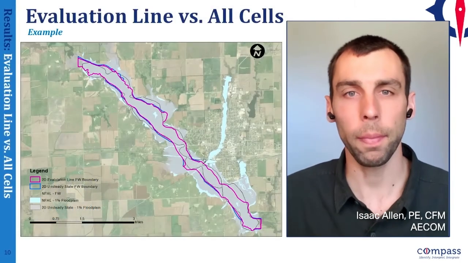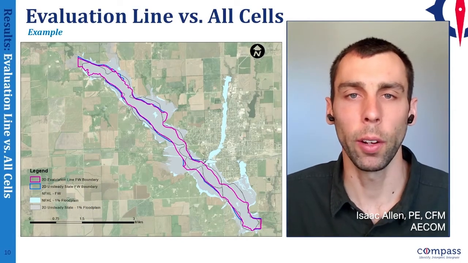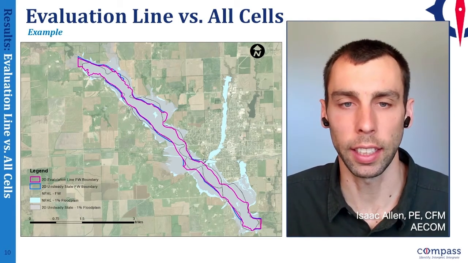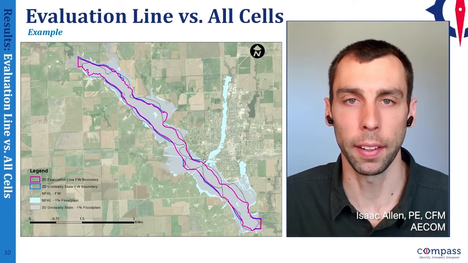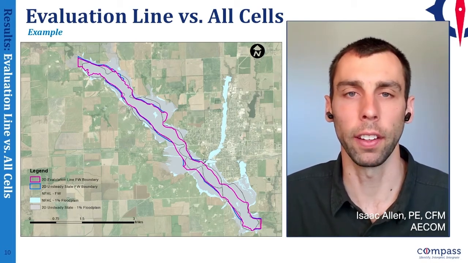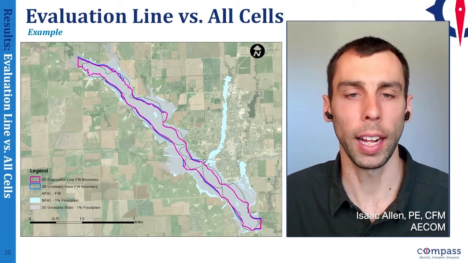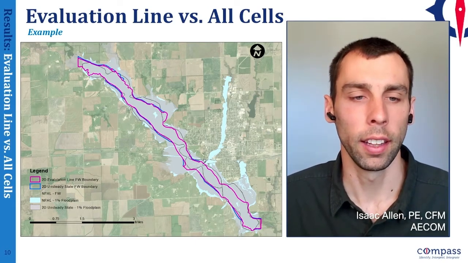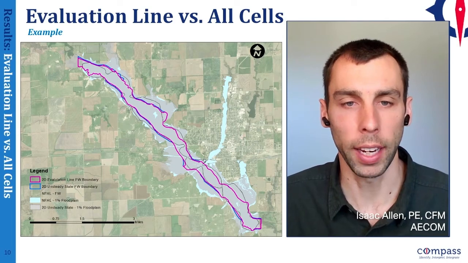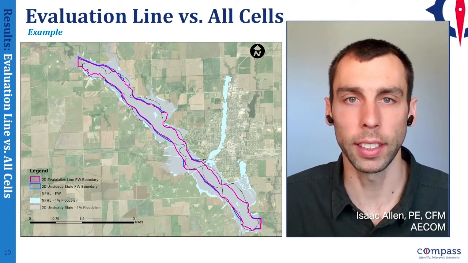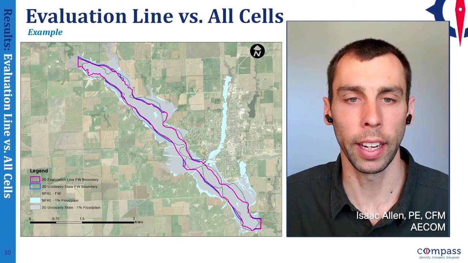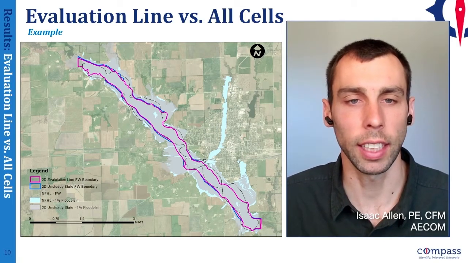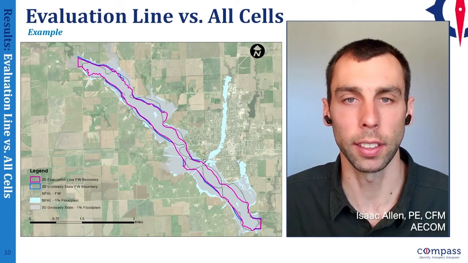Now let's jump over and look at some results from our evaluation lines versus all cells tests. For each area, a 2D floodway was constructed using the evaluation line technique as well as the all cells technique, and the results were compared together. One of the main outputs of those comparisons was a plot or figure similar to what you see on the screen here, where the evaluation line floodway is in pink, the all cells floodway is in blue, and the effective floodway is in black. We put together these plots to get a general sense of differences between the two approaches.